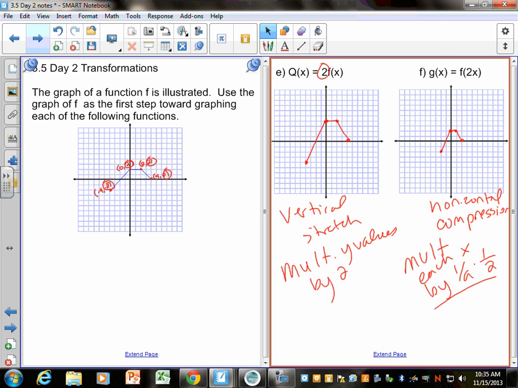A horizontal stretch would be if this said f of 1/2 x. Think about dividing by 1/2 means you would multiply by 2 because you have to flip it over. So that would take it and stretch it out. You would get -8, -2, like it would go out.